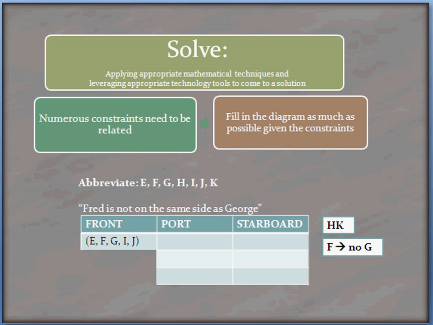Our next constraint is that Fred is not on the same side of the boat as George. We don't, again, know where Fred or George is in the boat right now, so we'll make another note on the side. If Fred, then, which we'll denote with an arrow, no George.